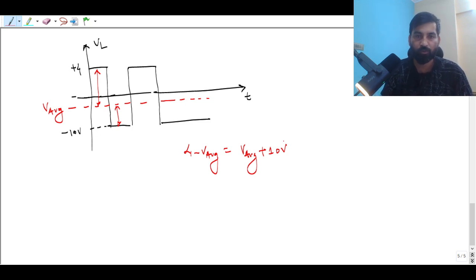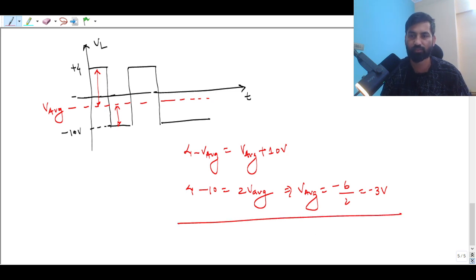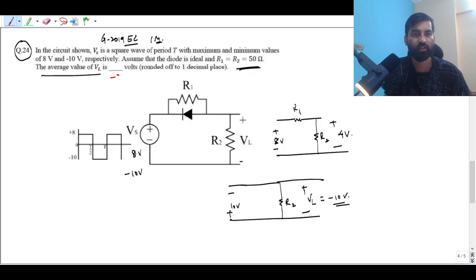Understand? So now we can solve this. So this is going to be 4 minus 10 is equal to 2 average. So this will give you the average voltage as minus 6 by 2, which is nothing but minus 3 volt. The answer for this question is minus 3 volt. Okay, this question was NAT question. I hope this makes sense.